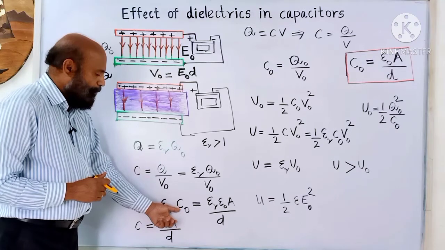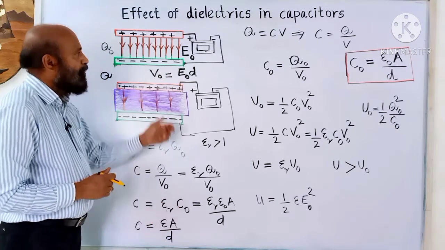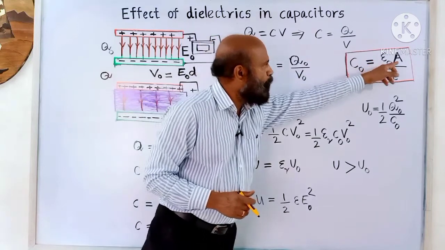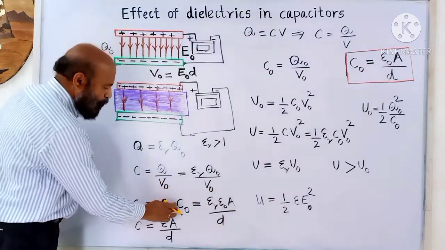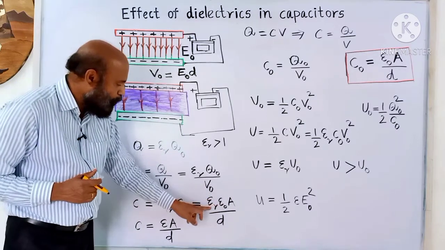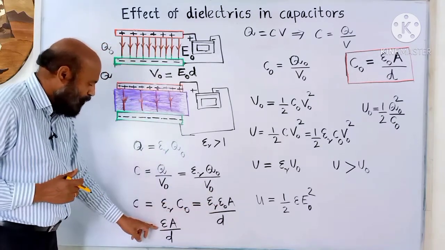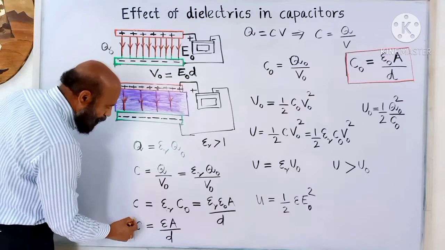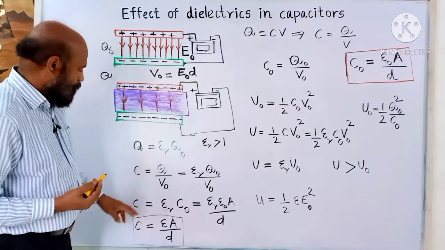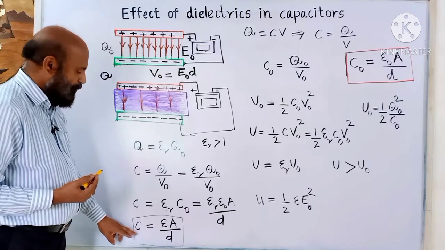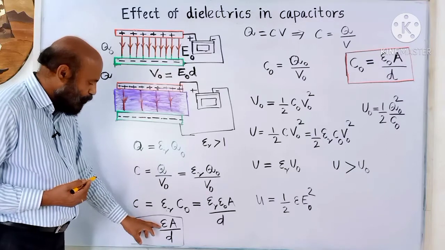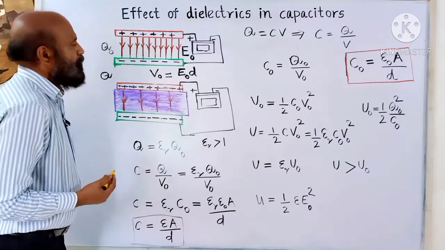Then capacitance of a parallel plate capacitor with air in between the plates is C0 is equal to epsilon 0 A by D. So for this we can write epsilon 0 A by D. Epsilon 0 into epsilon R is epsilon. So C is equal to epsilon A by D. So this is the capacitance with dielectric in between the plates.